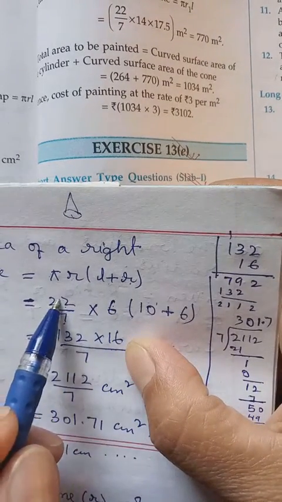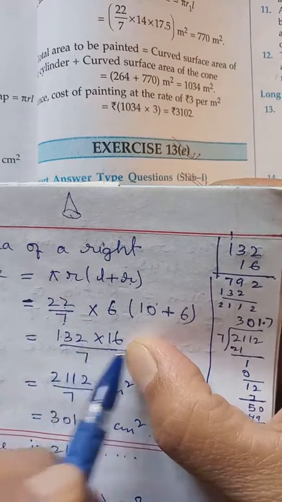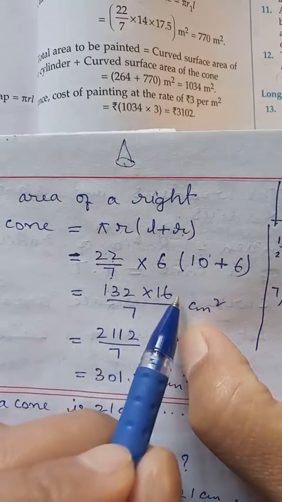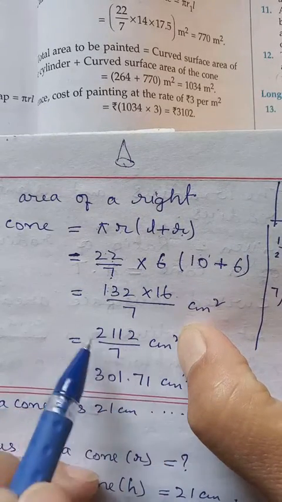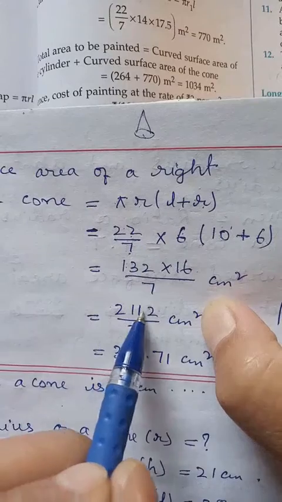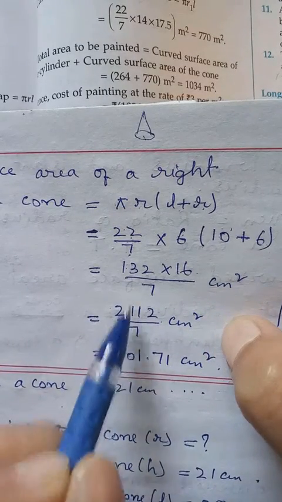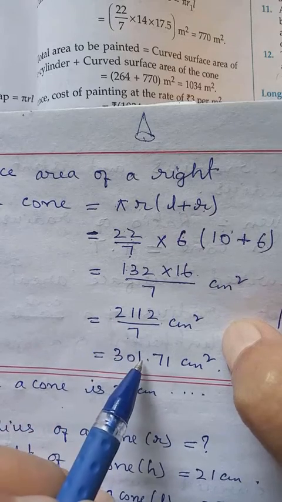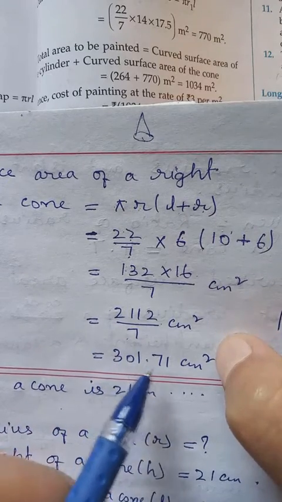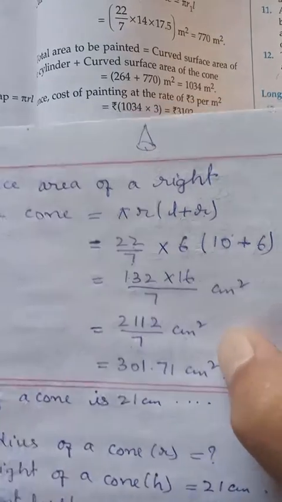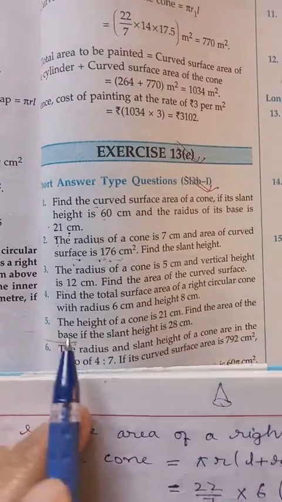Then 6 into 22, we have 132. We cannot cancel. So multiply these two. Please check the multiplication yourself. You'll get 2112. Then this one, 7 down, okay? So we divide. After we divide, here also we see non-terminating, so we can take at least 2 numbers after the decimal. Move on to the next.